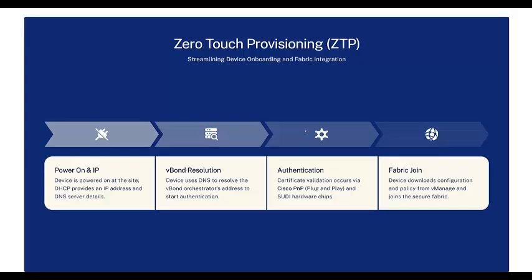Zero touch provisioning. I told you SD-WAN will take only a few days to deploy because of this zero touch provisioning. Say, for example, as soon as you turn on an edge device, give power and connect the cable. Through the DHCP server, it gets an IP address and it gets the DNS server. So now what it will do, it will go to the vBond. By resolving the domain name, it knows the location of vBond now.